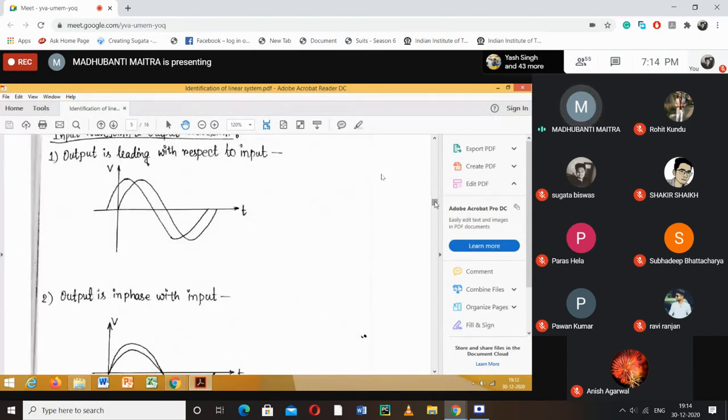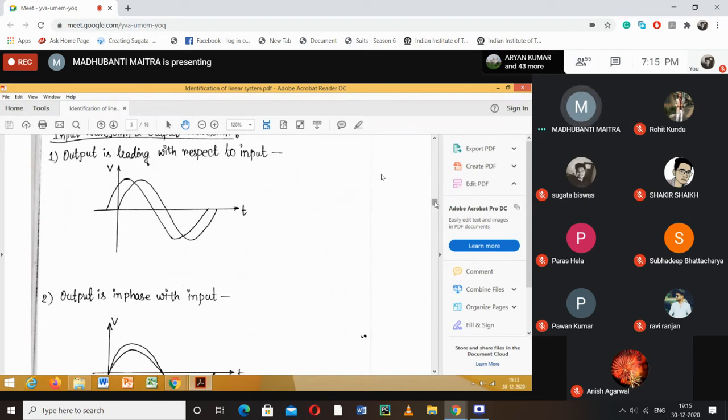And also, from the phase shift value, if the angle comes out to be positive, that means the output is leading the input. If the value comes out to be 0, that means both the signals are in phase. And if the value is negative, that means the output is lagging the input. That can be checked from XY mode.